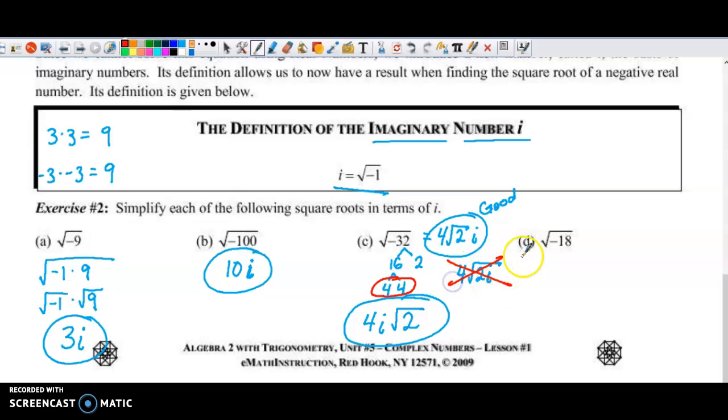That's a bad answer. So to save me from doing that, I usually stick my i in front. So you might do that as well. Same thing with the next one.